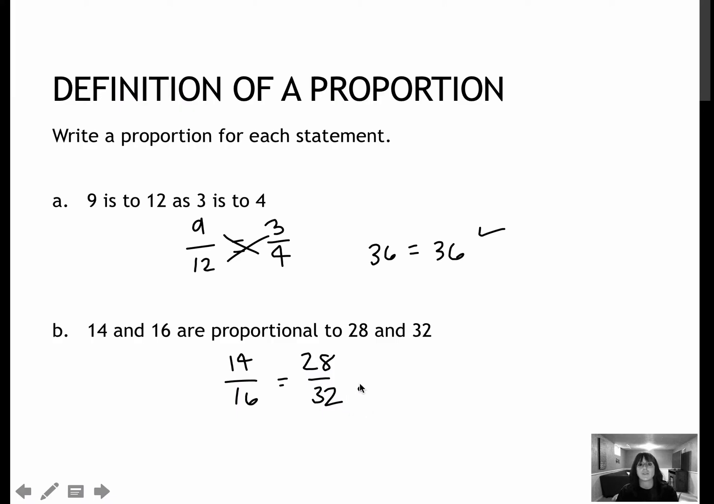The other way to check to see if it's right is, of course, to reduce this fraction. Say I divide this by 2, I get 14. I divide this by 2, I get 16, so I know I did it right.